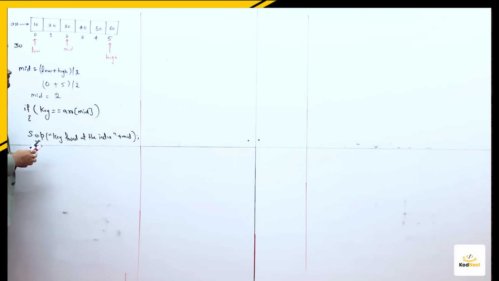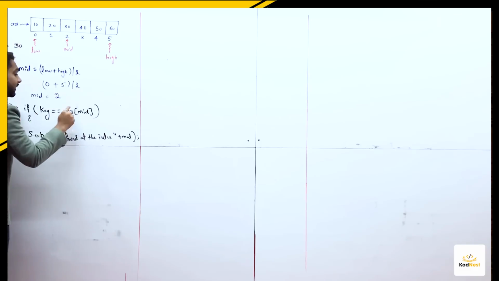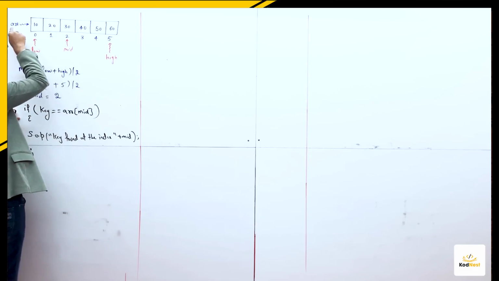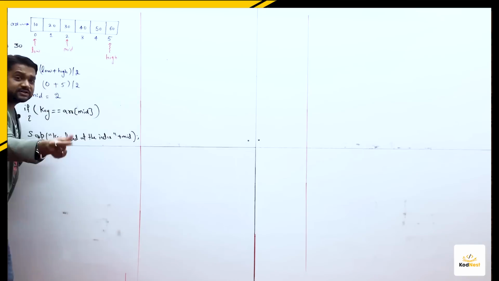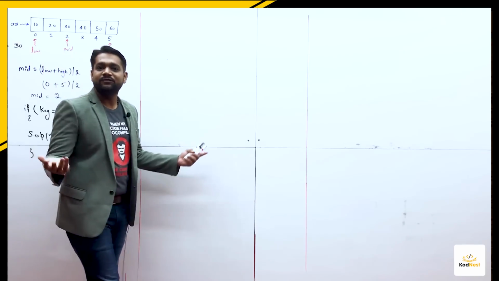So let us check. We have calculated mid. Next I will check: is key matching with array of mid? What is key? 30. Is 30 matching with array of mid? Mid value is 2. Is 30 matching with array of 2? Matching. Key found.